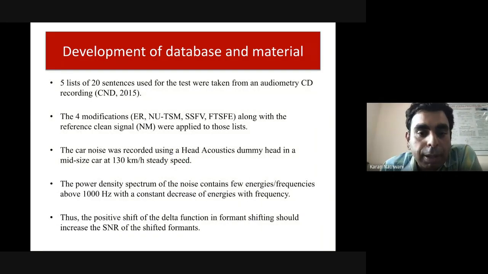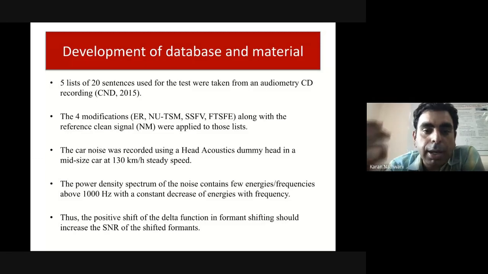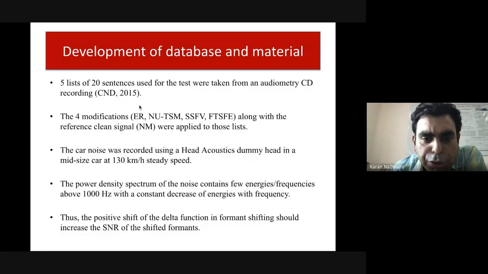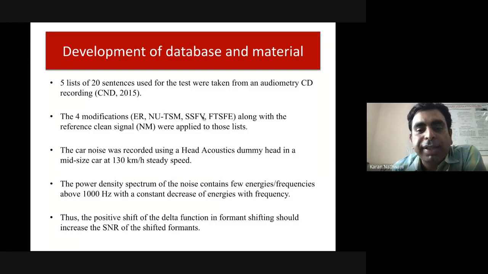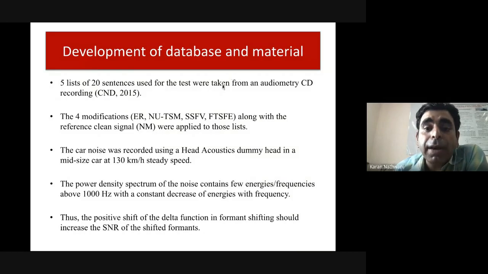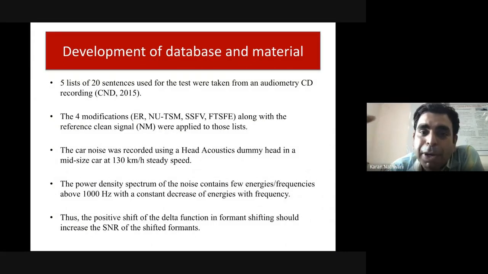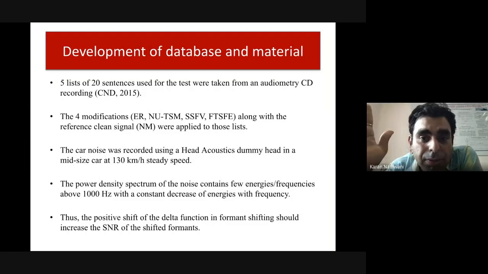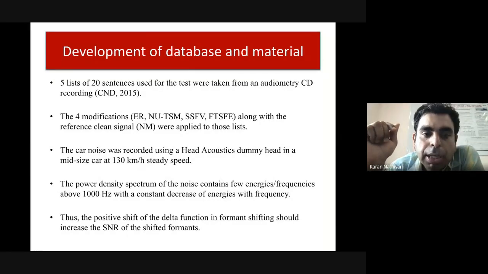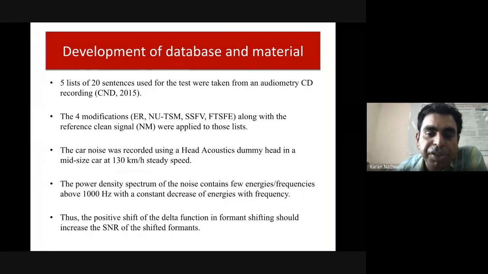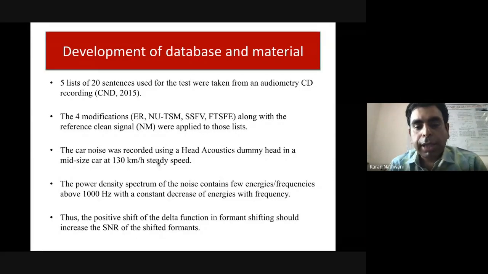Then what are the different methods we have computed? We have taken ER, which stands for energy redistribution, NUTSM, which you know, SSFE, which I've already told, and FTSFE, which is the combination method. And we compare with the no modification method. We have taken the database from the CD recordings from the CND, one of the well-known methods for the development of a database. They have 100 sentences in French. Then I recorded the car noise at 130 km/h, as I already told.